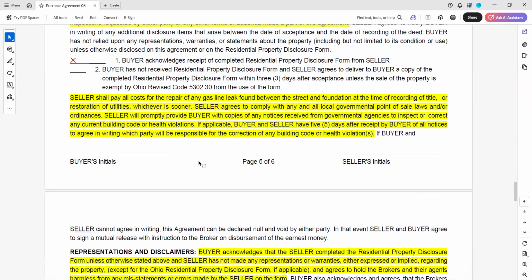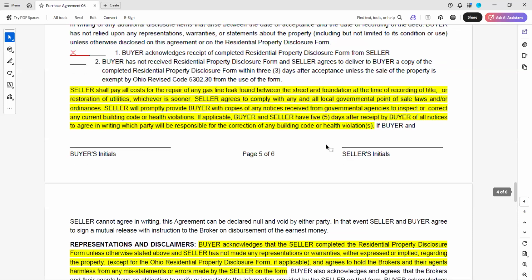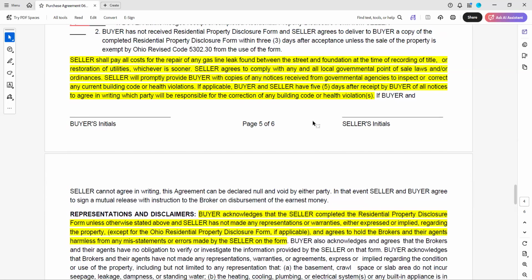There's also a disclosure there about the seller shall pay all costs for any repairs of any gas leak found between the street and the foundation at the time of the recording of the title, or the restoration of utilities, whichever is sooner. This is really important. We did add this in here because we've had a lot of conflict about this. So it is the seller's responsibility to make sure that's corrected if that in case happens with you. Always contact the office for further questions about that.